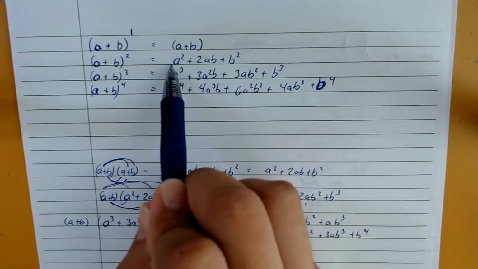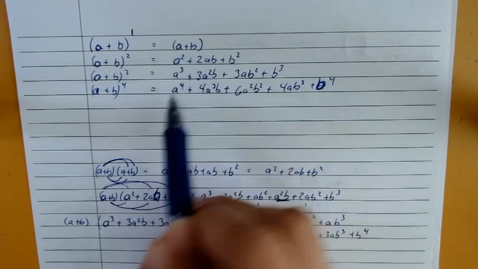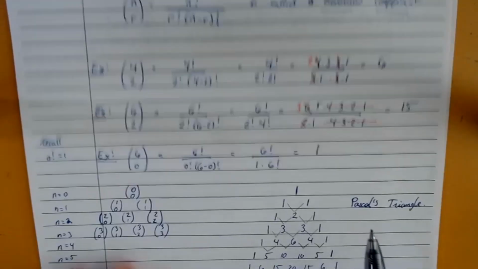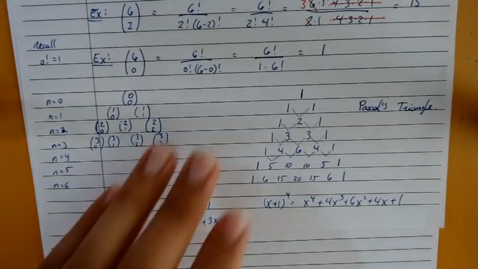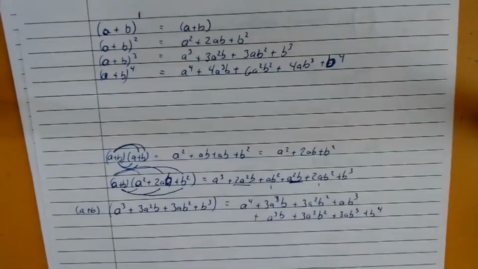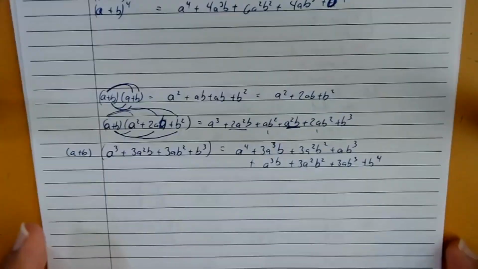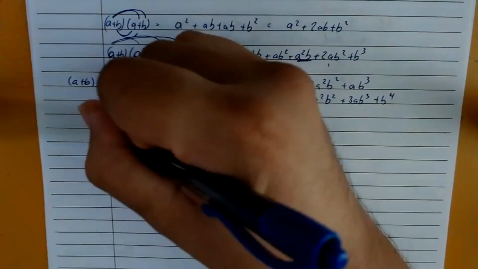And notice the coefficients: 1, 2, 1; 1, 3, 3, 1; 1, 4, 6, 4, 1. Those are the binomial coefficients that we see in our triangle over here. So that leads us to the following theorem. This is called the binomial theorem, or sometimes called the binomial expansion theorem, depending on what book you're looking at.